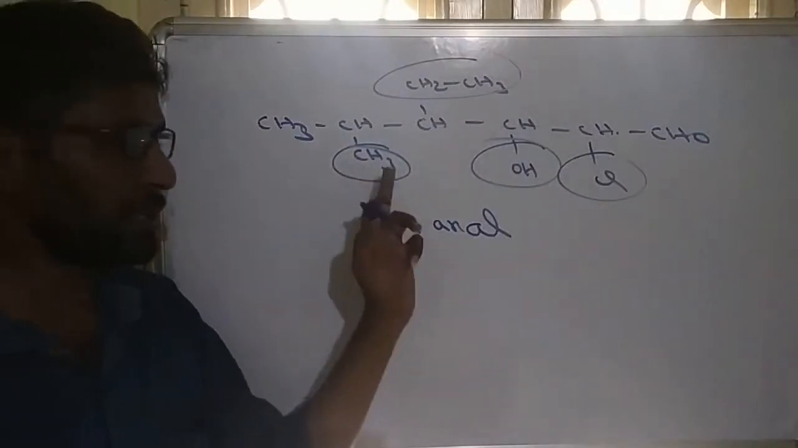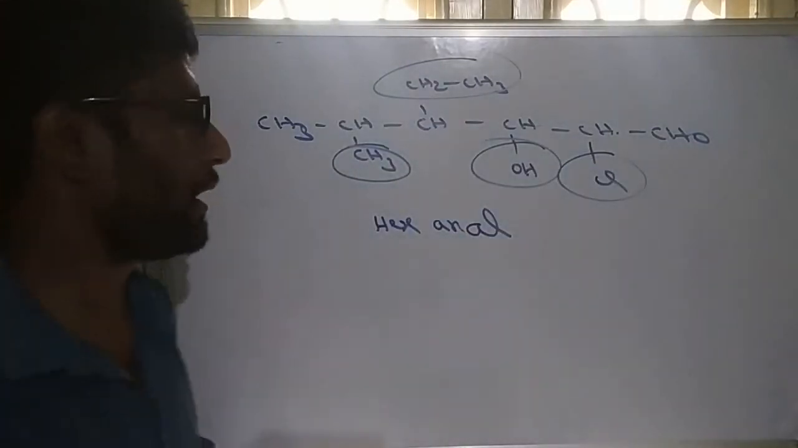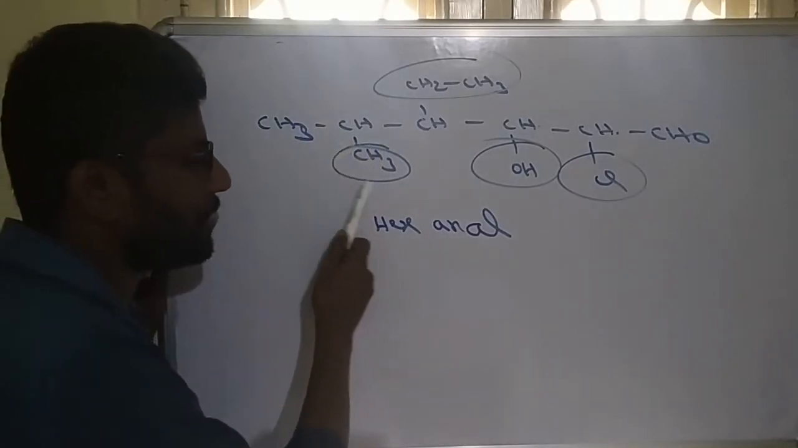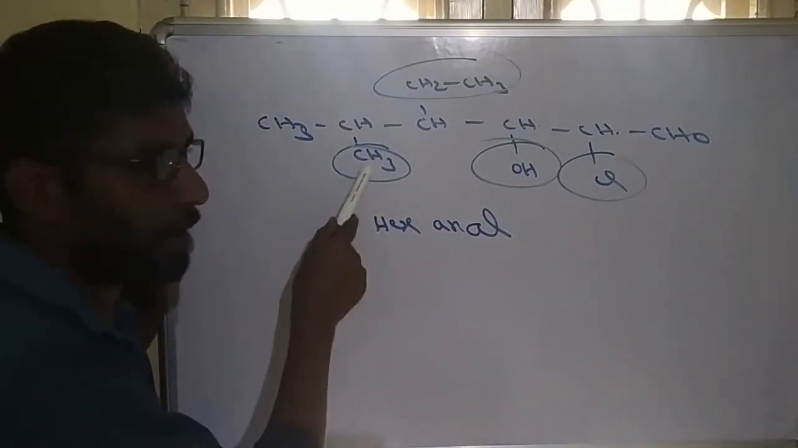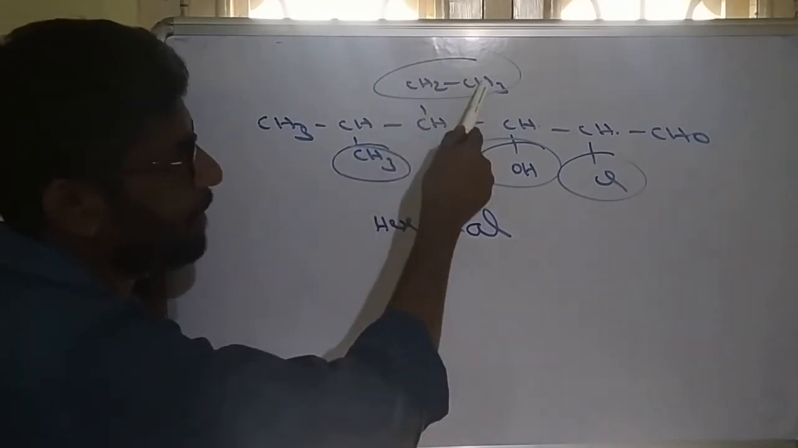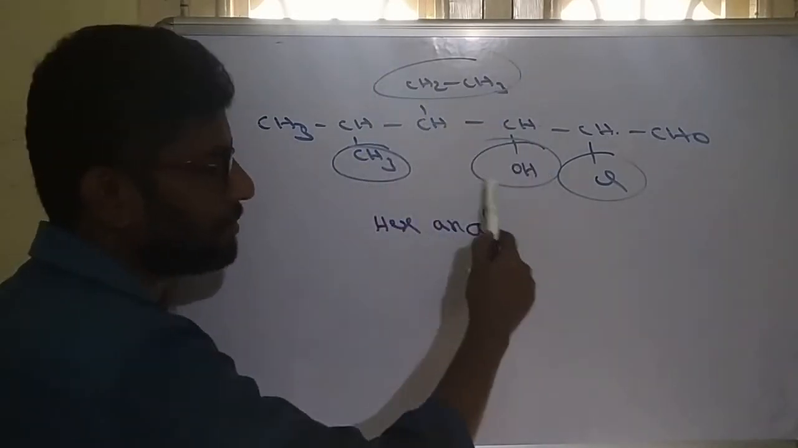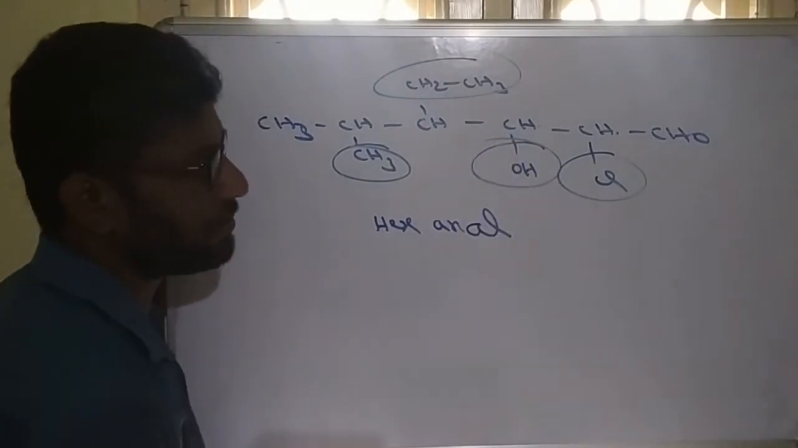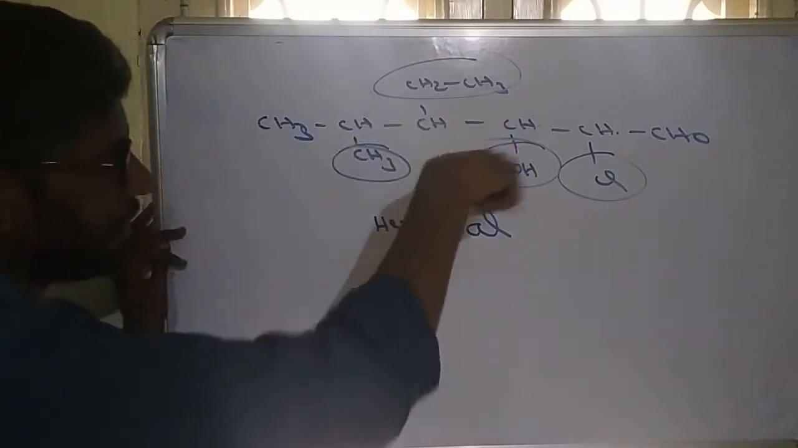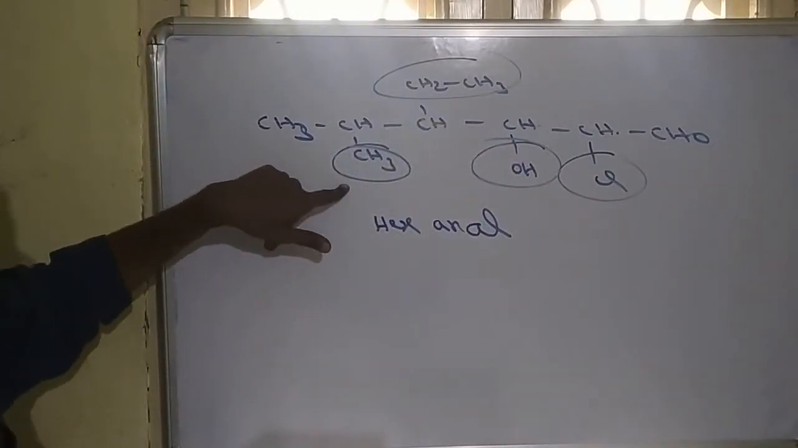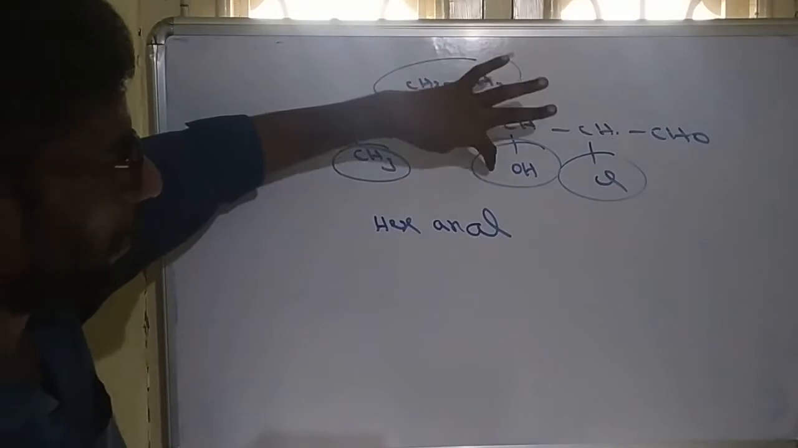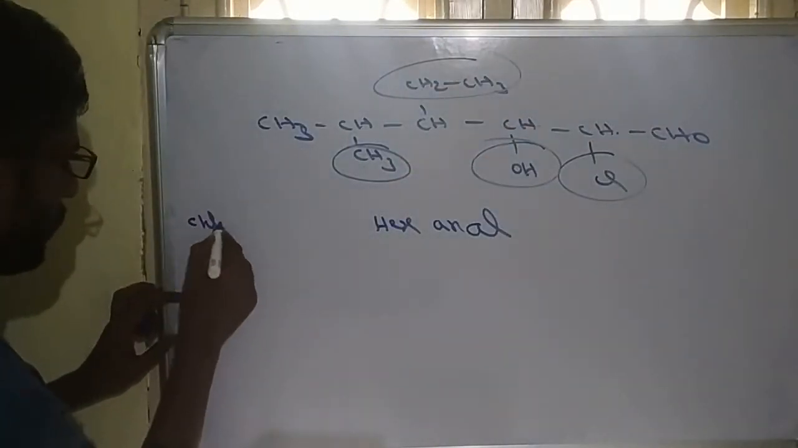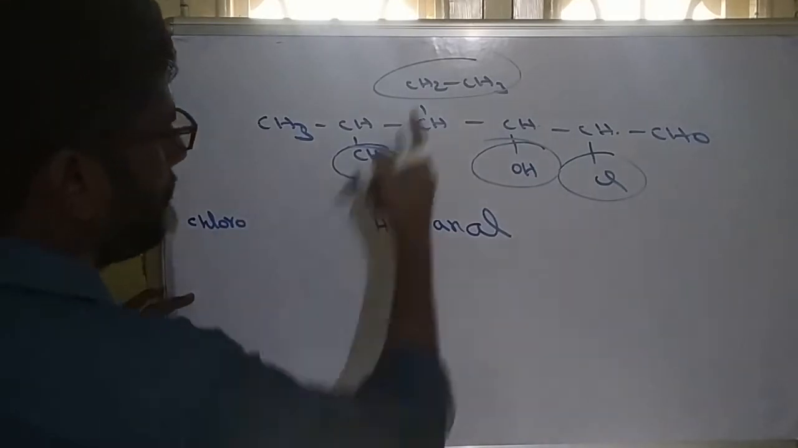And all branchings must be written in alphabetical order. This branching contains carbon. Carbon branching is called alkyl. 1 carbon means methyl. 2 carbons, that means this is ethyl. And this is the hydroxy group. It is a functional group, but it is not major. That's why its prefix name is hydroxy. This one's name is chloro. So all are in alphabetical order. Methyl starting with M, ethyl starting with E, hydroxy H, chloro C. So C will come first. First we write chloro. After that we write ethyl.